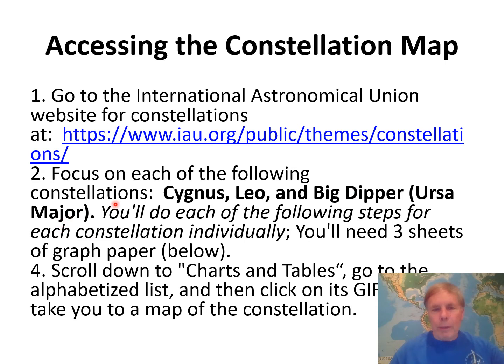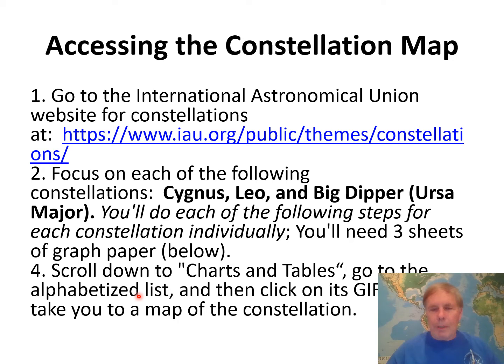You're going to need 3 sheets of graph paper. You'll do each of the following steps for each constellation. There's a link on the lab that'll let you print out graph paper that'll work very nicely. Now, when you get to this website, you scroll down to charts and tables, and when you get to the alphabetized list of constellations, you go down the list and find Cygnus, Leo, and the Big Dipper.